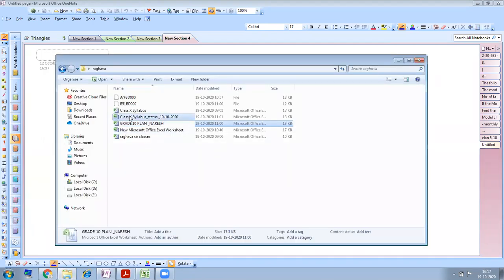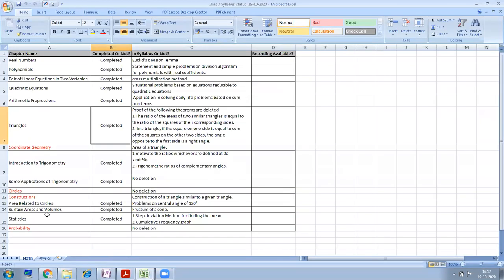Just let me check. So in statistics, the step deviation method is also not there. The step deviation method for finding the mean is not there. Cumulative frequency graphs are also not there. So keep it in mind when you are practicing. For knowledge purposes, if you want, I will help you. Is it clear? Shall I move to the next topic?